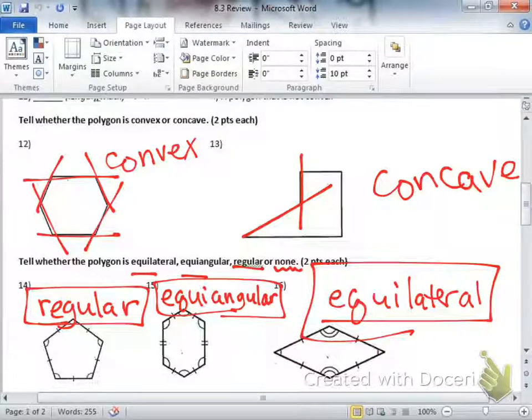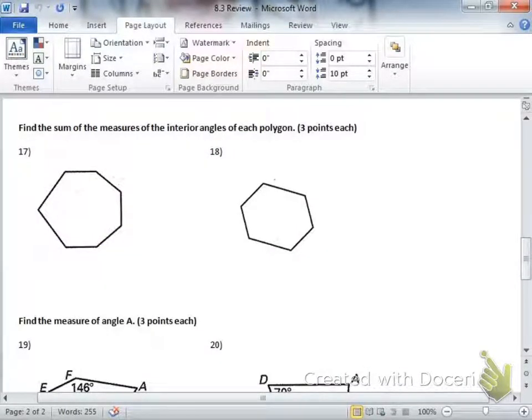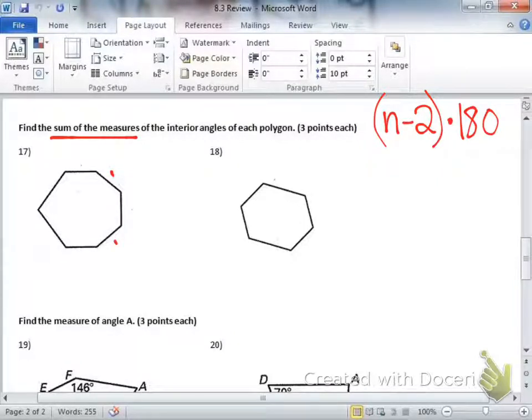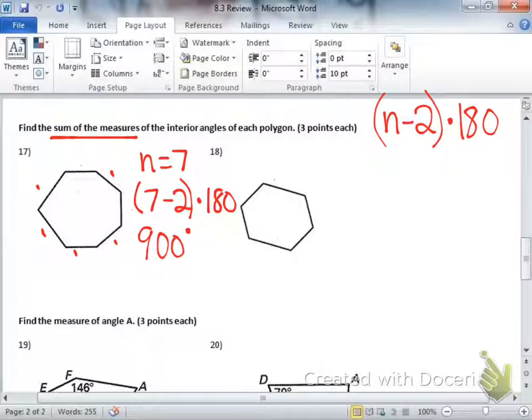Okay. On the back, we're looking for the sum of the measure of the angles of each polygon. That's where you do the n minus 2 times 180 thing. And n is the number of sides. So count up the number of sides. 1, 2, 3, 4, 5, 6, 7 sides. So if n equals 7, we're going to do 7 minus 2 times 180. That's 5 times 180, which is 900. So 900 degrees is the sum of those angles.